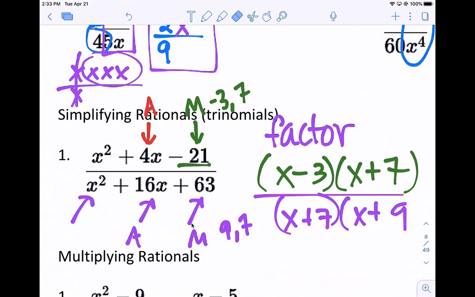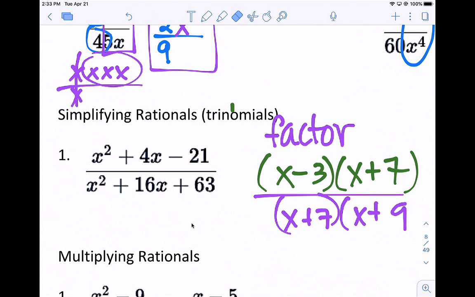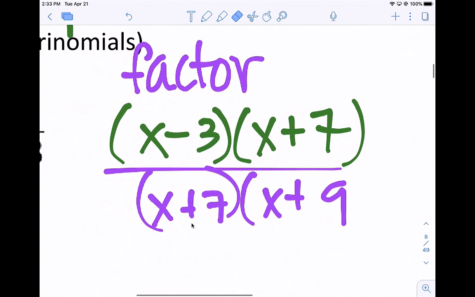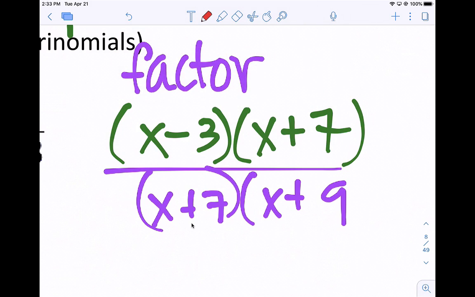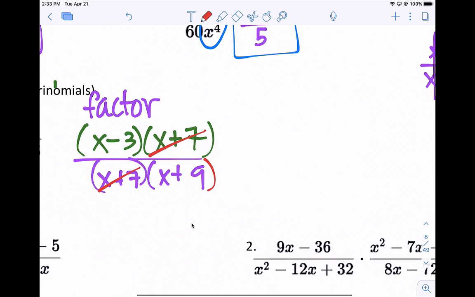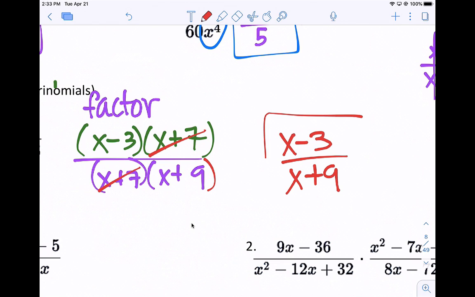So first step, if you have anything more than a monomial, is you want to factor it. Next step is we'll cancel the 1's, anything that is the same factor on the top and bottom. Factors have to be the things contained in the parentheses. So the x plus 7's would cancel, and we're left with x minus 3 over x plus 9, and that is our final answer.